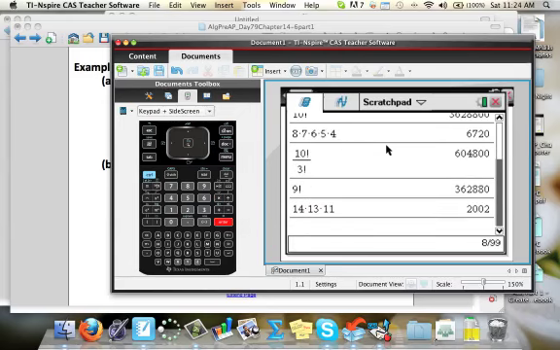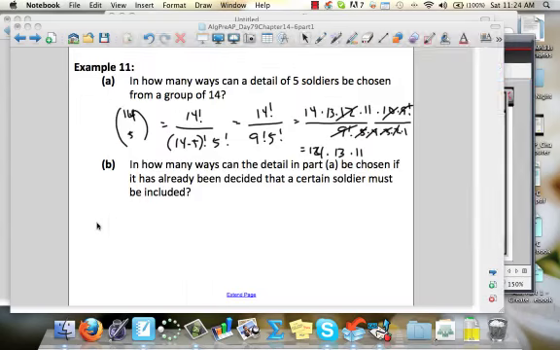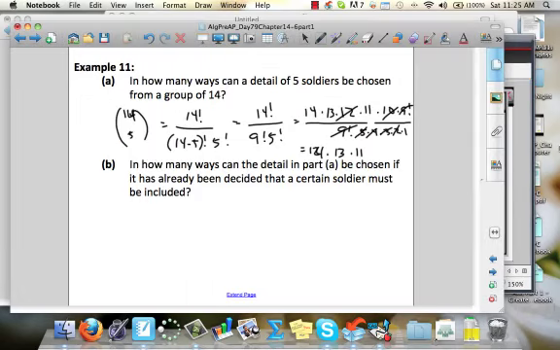That's 2,002. So let's see, I've got 14 factorial divided by 9 factorial times 5 factorial, and see, it's the same number. So you can do it either way, but I honestly want you to know how to simplify factorials here. So this is 2002.